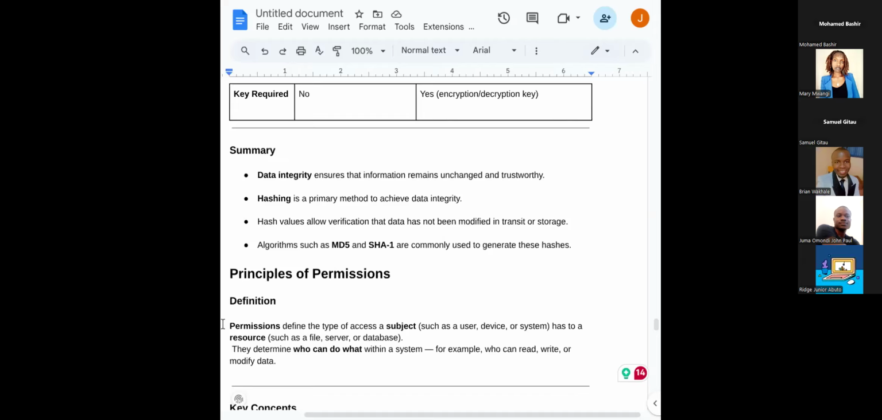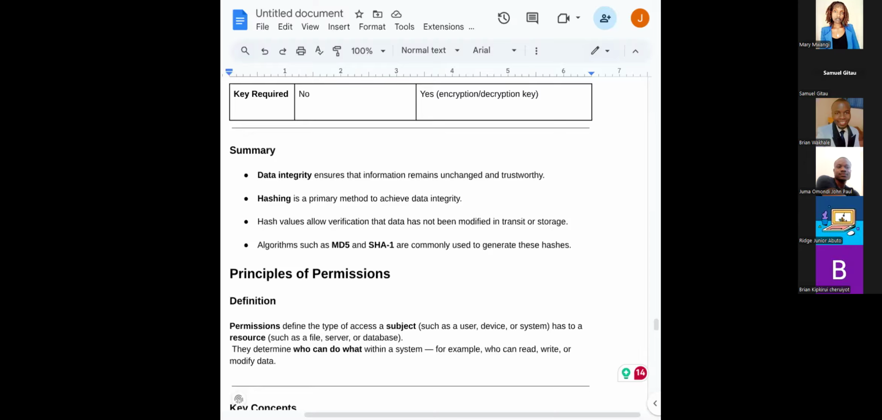Data integrity ensures that information remains unchanged and trustworthy. Hashing is a primary method to achieve data integrity. Hash values allow verification that data has not been modified in transit or storage. Algorithms such as MD5 and SHA-1 are commonly used to generate these hashes.